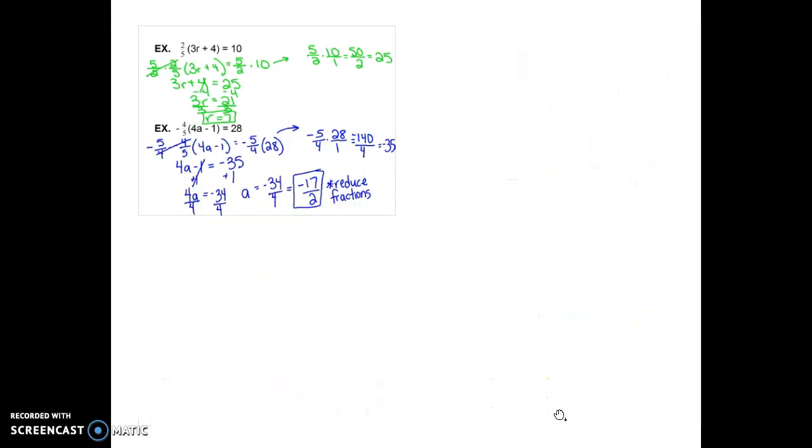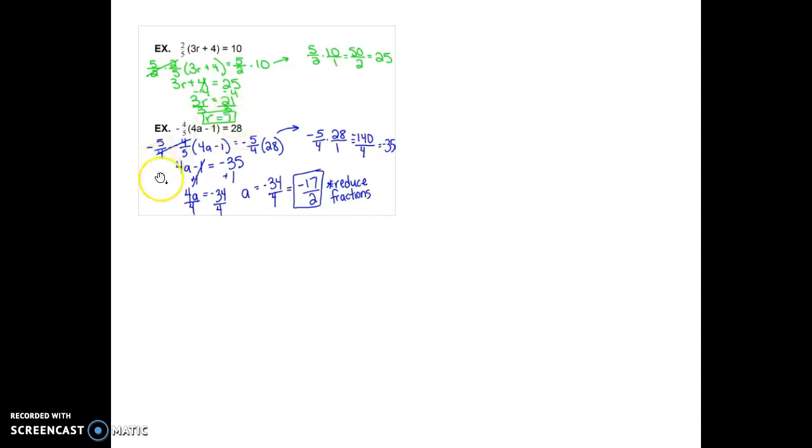Okay, 2 more examples. They are along the same lines as that one. My fraction out front of the parentheses means that I'm going to multiply by the reciprocal. So for this problem, I'm going to multiply by 5/2 because I flipped 2/5. So I multiply the left and the right side by 5/2. That simply cancels out those fractions. I'm left with 3r plus 4 equals 5/2 times 10. The work is off to the side. You end up with 25. Now I'm going to subtract my 4, bring down my 3r equals 21. Divide by 3, r equals 7.